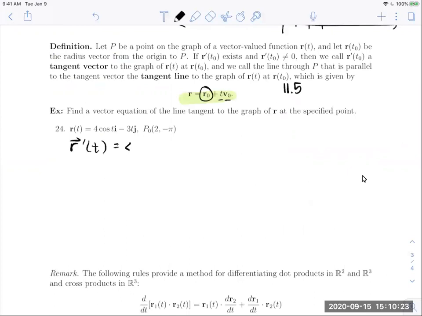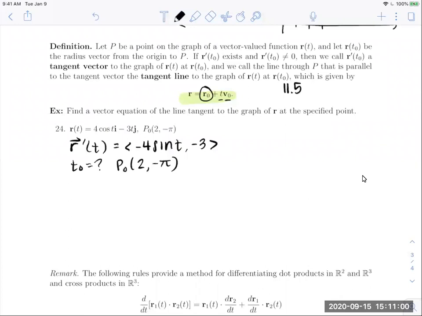So I'm going to write this in the angle bracket notation, but as always, you're welcome to use the i hat, j hat notation. Derivative of cosine is a negative sine. And the derivative of negative 3t is negative 3. All right, so we have our derivative. We would like to evaluate it at our specified t naught value. So something that's a little bit different in this problem is we don't have a t naught. Instead, they actually gave us the point P naught at 2 comma negative pi.